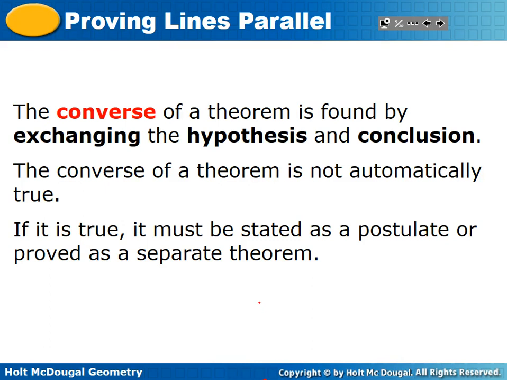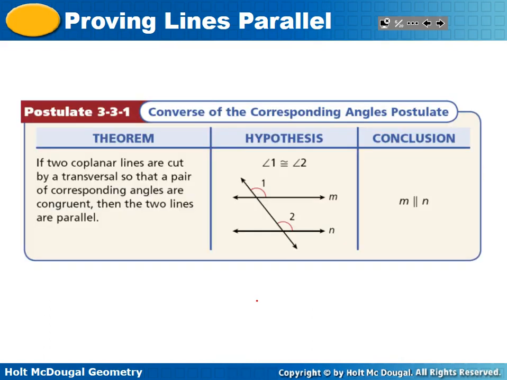The converse of a theorem is not automatically true. If it's true, it must be stated as a postulate or proved as a separate theorem. So on this first one, it's the converse of the corresponding angles postulate. It says if two coplanar lines are cut by a transversal so that a pair of corresponding angles are congruent, then the two lines are parallel. So if angles 1 and 2 are congruent and they are in corresponding positions, then we can say that lines M and N are parallel.